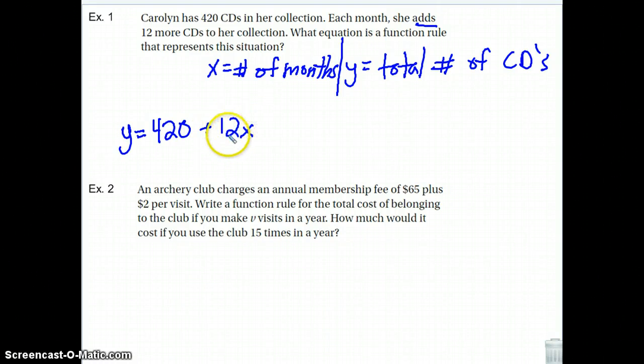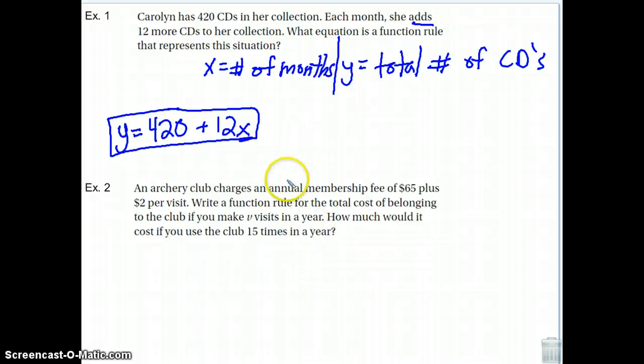Now, why would it be 12 times X? Because each month, X is the number of months. If it was 2 months, she would add 24. If it was 3, she would add 36. If we're talking about the first month, it would only be 12. So this would actually be our function rule, because this is what represents the situation above about Carolyn adding CDs to her collection. Let's move on to this next story problem.